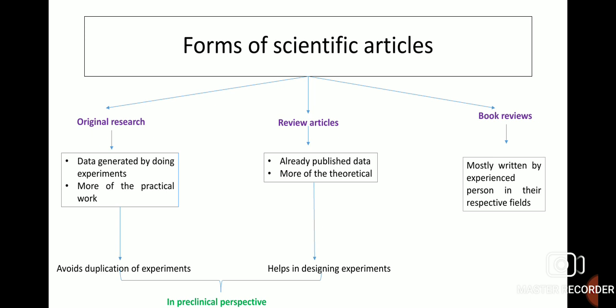An original research article should have data generated by doing an experiment, so it is more of the practical work. Review articles use already published data gathered in a proper format, so they are more of the theoretical part. Original research avoids duplication of experiments, and review articles help in designing experiments, particularly from a preclinical perspective.